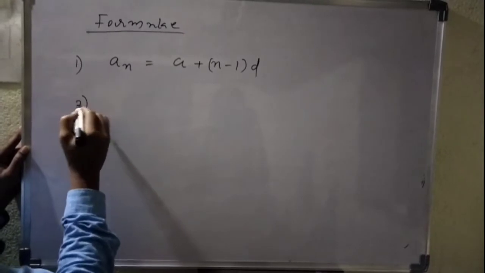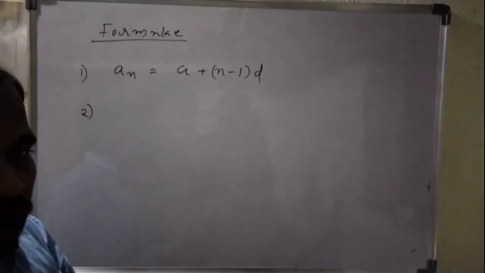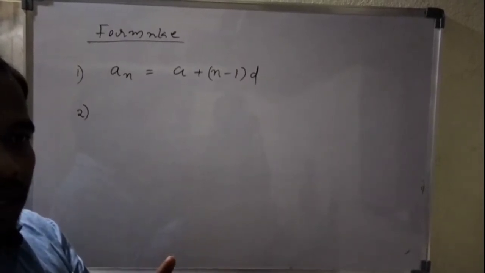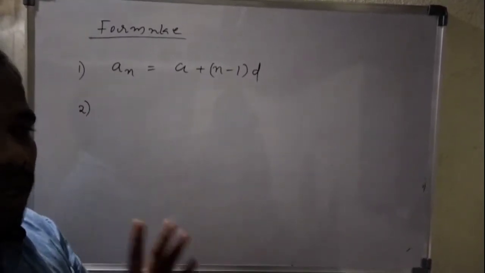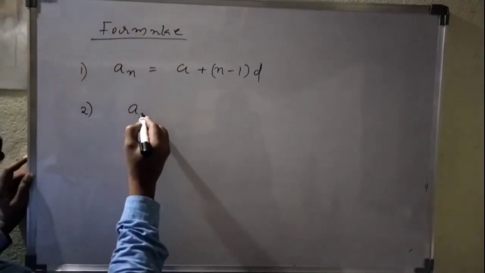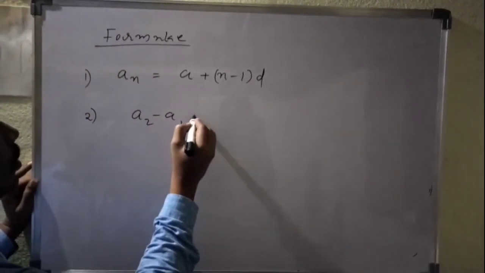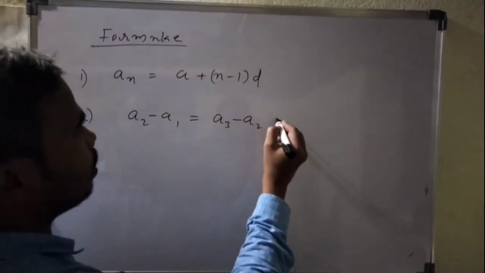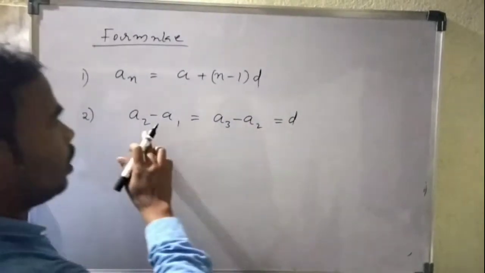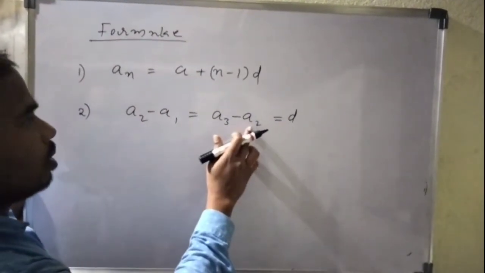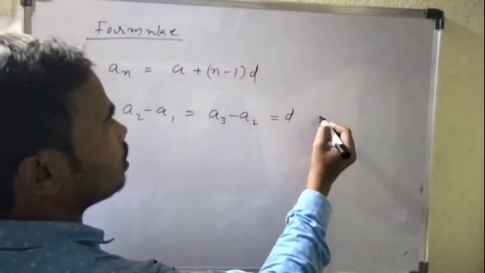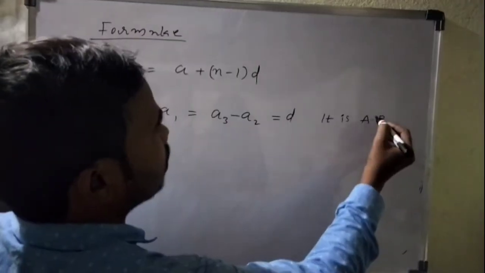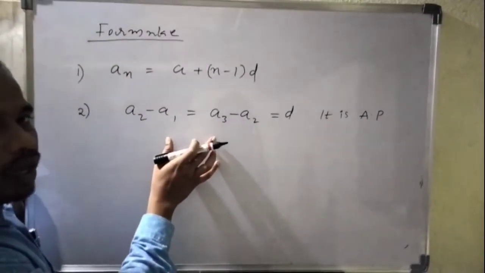And the second one: to check whether it is an arithmetic progression or not, the difference of any two consecutive terms, the common difference, is equal. So a2 minus a1 is equal to a3 minus a2. This is the common difference. If a2 minus a1 is equal to a3 minus a2, then that series is an arithmetic progression.